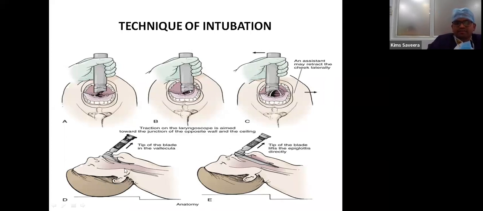Then we can pass the tube. When we use a Miller blade, we should keep it above the epiglottis. With the Macintosh blade, we just hinge before the epiglottis. With the Miller, we should cover the epiglottis also. Generally, in pediatric cases, we do that in children less than 2 years.